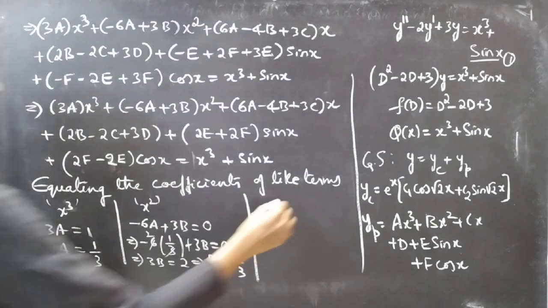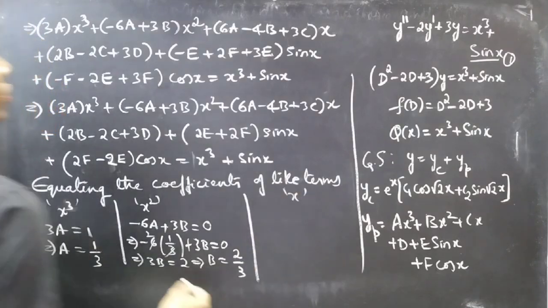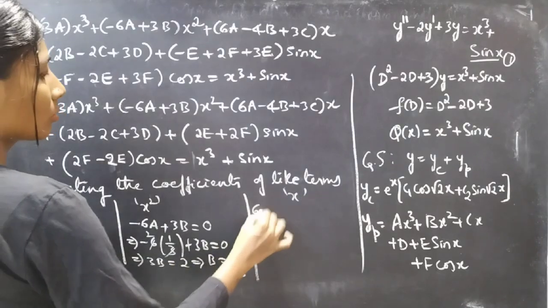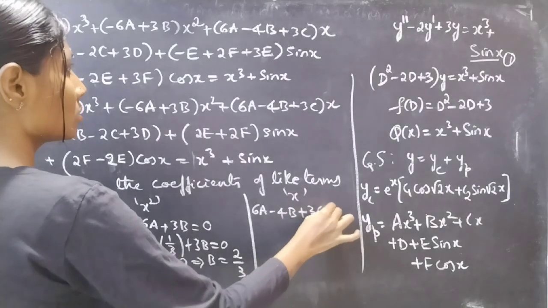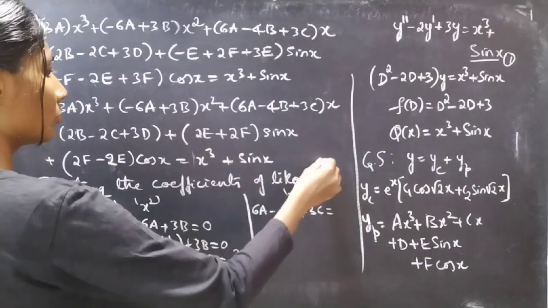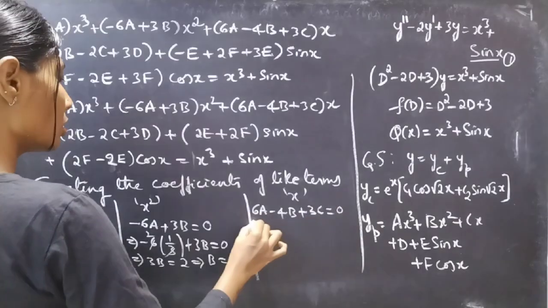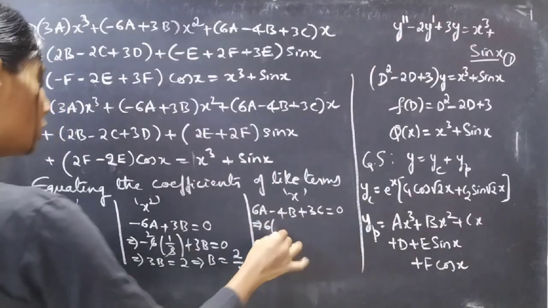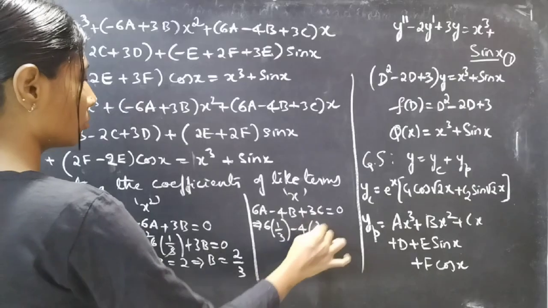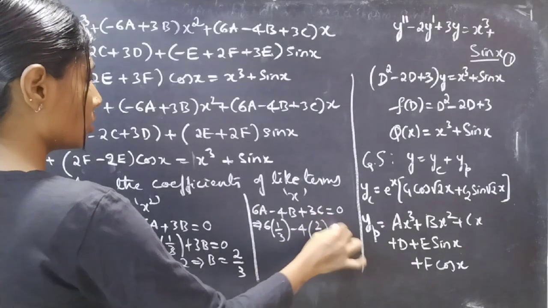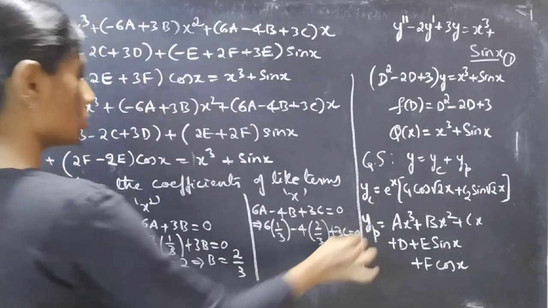Now equate the coefficients of x: 6a minus 4b plus 3c equal to 0, as we don't have any x term in the RHS part, so take it as 0. Substitute the values of a and b here. A is 1 by 3 and b is 2 by 3, plus 3c equal to 0.